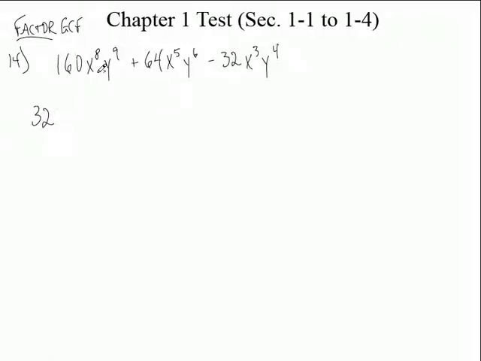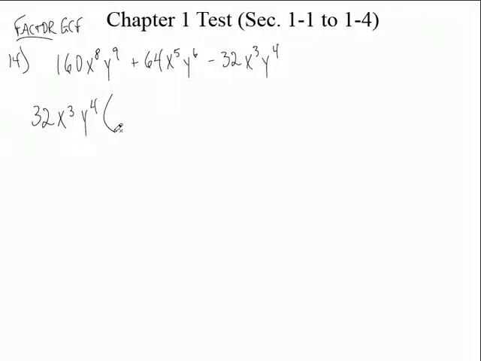What about the variables? I get x to the 8th, x to the 5th, x to the 3rd. Okay, well the number that divides evenly into all 3 of them is the smaller of those 3, and that would be x cubed. With the y's, y to the 9th, y to the 6th, y to the 4th, again it's the smaller of those 3, so it's y to the 4th. That's my greatest common factor.